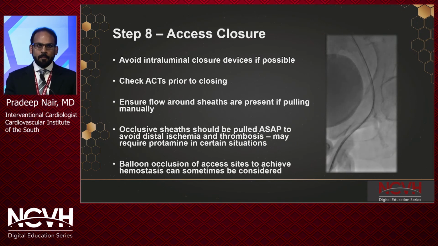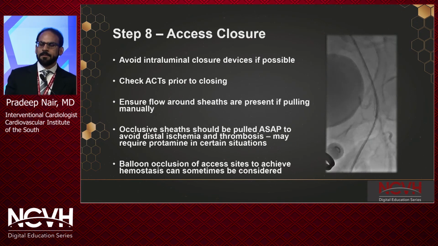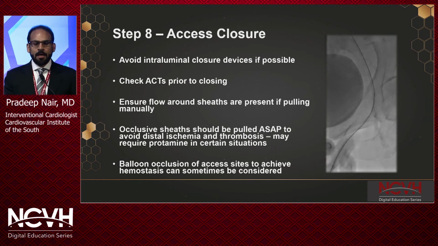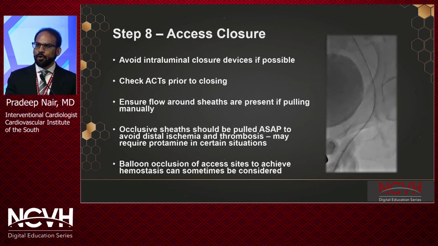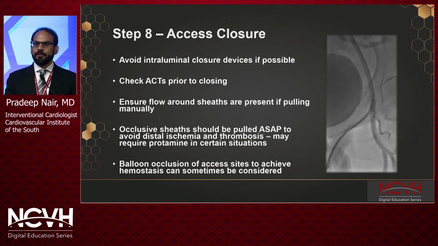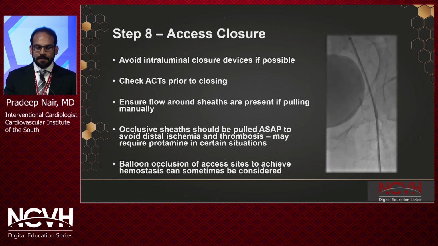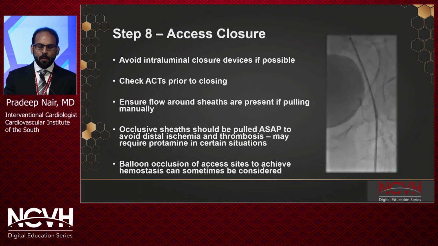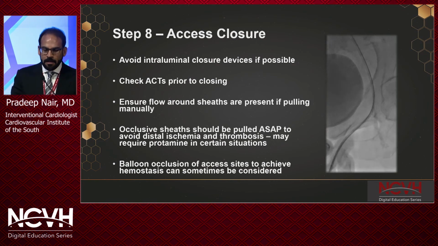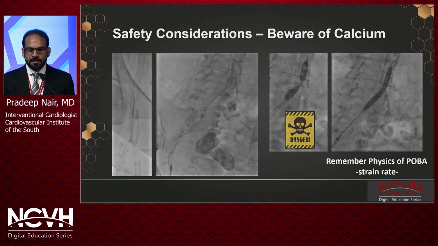Step 8, probably one of the most important steps, is adequate access closure. You want to try to avoid intraluminal closure devices if at all possible. Check your ACTs. Ensure there's flow around the sheath, and if you see an occlusive sheath, try to get it out as soon as possible. This may require protamine or sometimes a balloon occlusion for hemostasis.